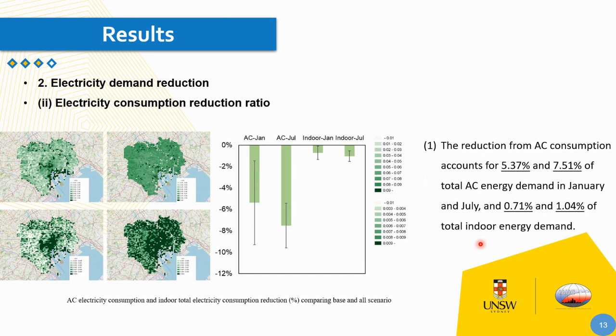We further combine this reduction with the total indoor energy consumption. This map shows the distribution of the reduction ratio for the blocks. The result is that the reduction from AC consumption accounts for about 5% and 0.5% of total AC energy demand in January and July, in the warming and cooling periods. And to the total, it is about 0.7% or 1%.